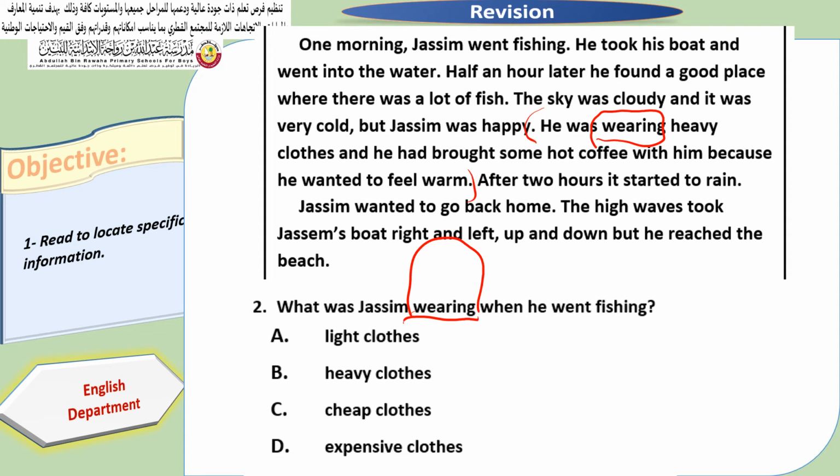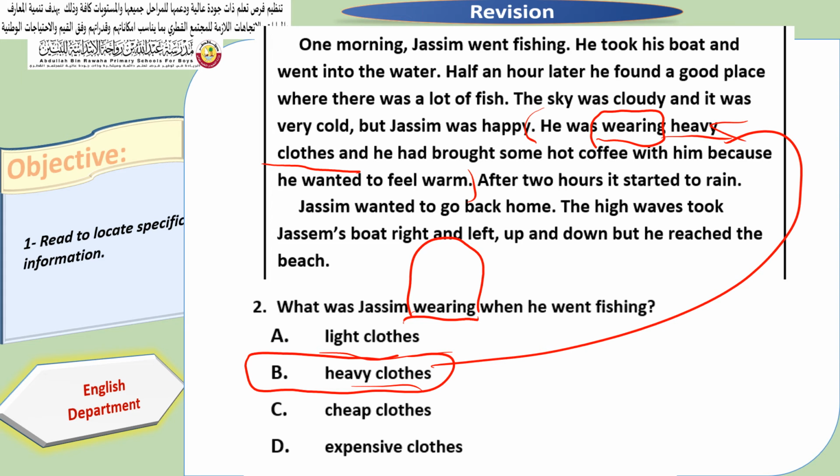We should look for the answer for this question in this space, from the first full stop to the second full stop. And if we read it carefully, we will notice that he was wearing heavy clothes. So here the choices: A, light clothes, B, heavy clothes, C, cheap clothes, or expensive clothes. And of course the answer is heavy clothes, as you can notice here.